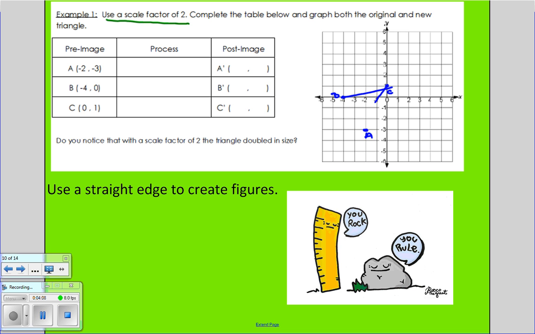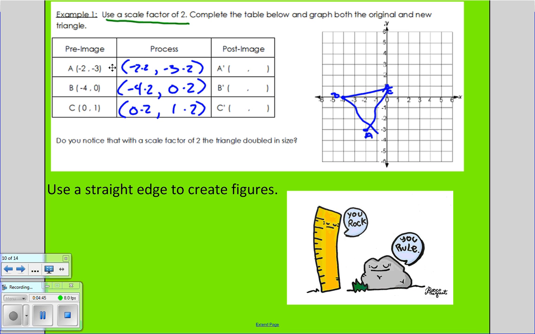And obviously I don't have a straight edge, and I don't even have any lines on my tablet, so I have to try to figure that out. All right, so there's my wacky triangle to start with. Now, to create a scale factor of 2, I have to multiply everything in my pre-image times 2. So this is going to be -2 times 2 and -3 times 2, -4 times 2 and 0 times 2, 0 times 2 and 1 times 2.